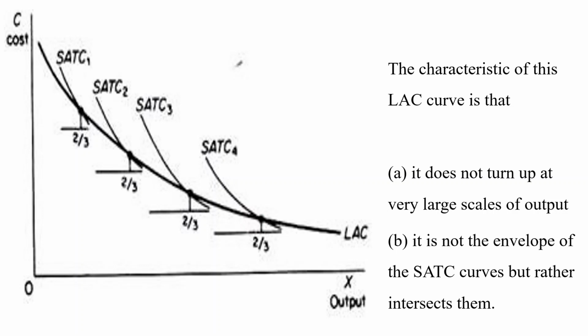We may draw the long run average cost curve by joining the points on the short run average total cost curves corresponding to 2/3 of their full capacity of each plant size. Now, this long run average cost curve derived like this has the following characteristics. It does not turn up at very large scales of output. It is not the envelope of the short run average cost curves but rather intersects them.